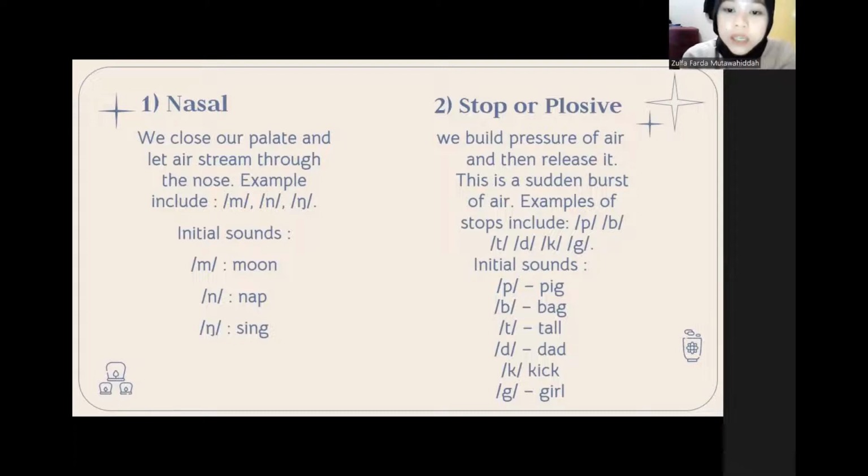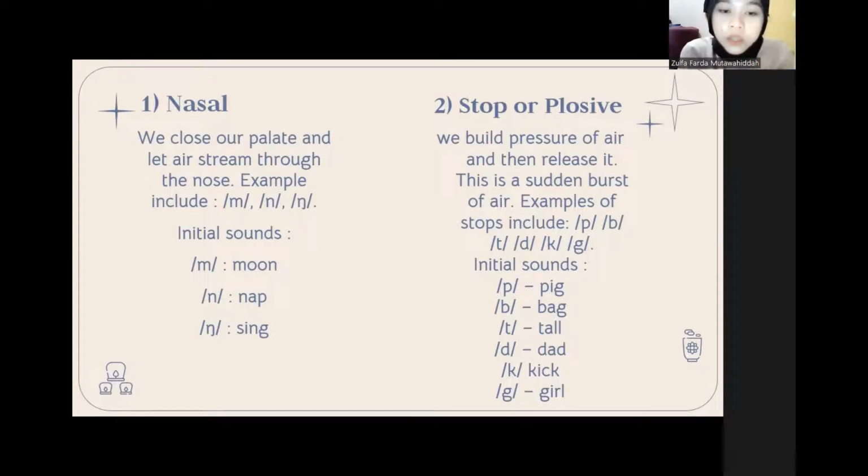For example, initial sounds: m, the word is moon. The oral passage is blocked by closing the lips. It becomes bilabial. And the word is nap. The oral passage is blocked by pressing the tongue tip against the alveolar ridge. It becomes alveolar. And the word is sing. The oral passage is blocked by pressing the back of your tongue against the soft palate. It becomes velar.